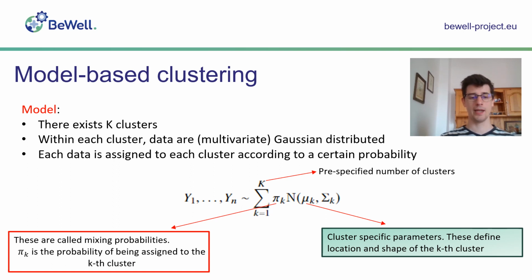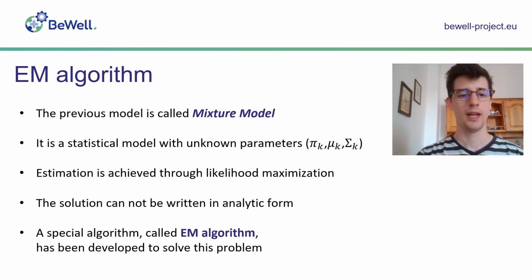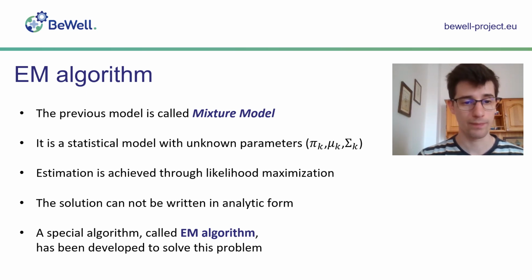These probabilities are unknown and must be estimated from the data. Moreover, cluster-specific parameters defining location and shape of each cluster must be estimated as well. Putting all these three pieces of information together, we end up with a model that, in mathematical terms, is written as shown in the slide. In the following, we will refer to this model as the mixture model.